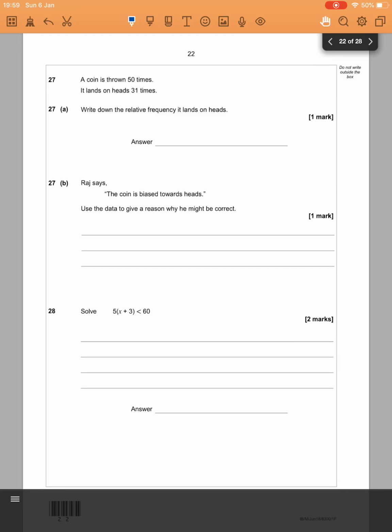Question 27. A coin is thrown 50 times. It lands on heads 31 times. Write down the relative frequency it lands on heads.